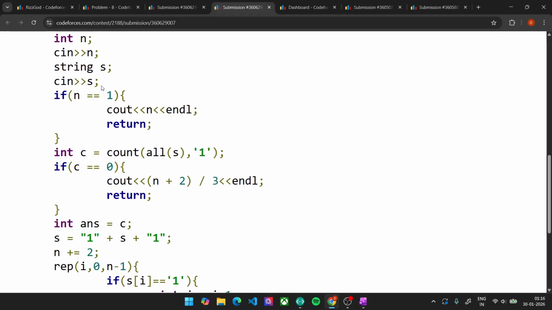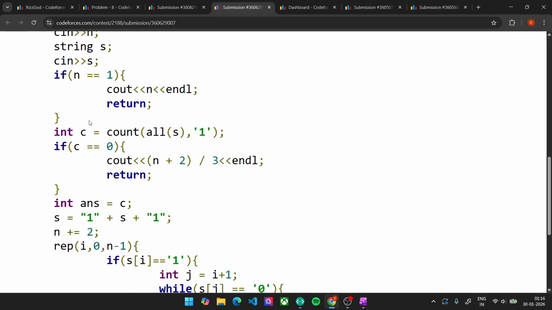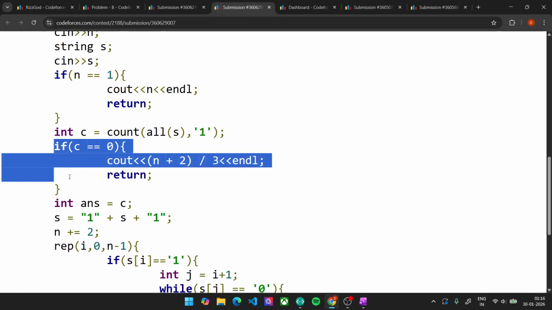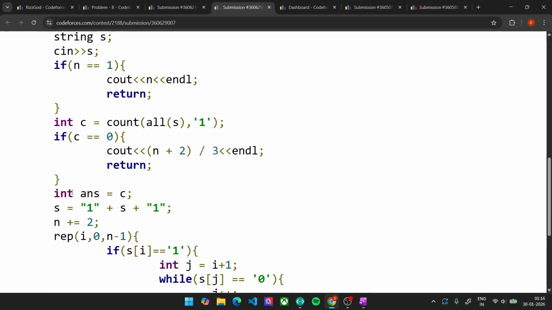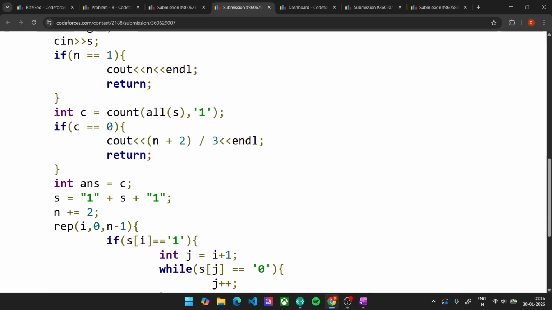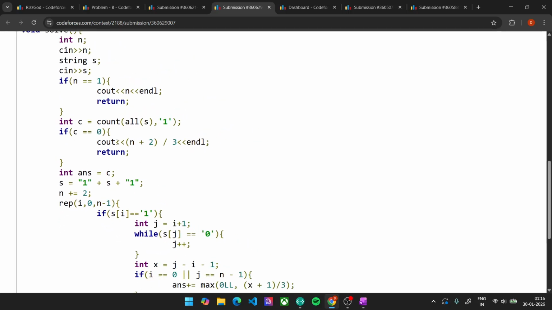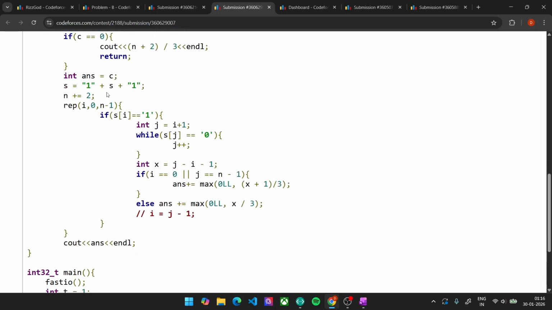As you can see, C equals 0 denotes that the whole string contains only zeros. That is basically my case number 3. So I have just handled case number 3 separately. For that, I am just outputting (n plus 2) by 3.